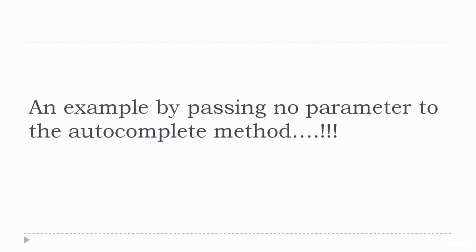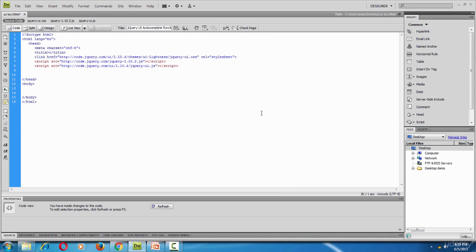So now we are taking a simple example in which we are going to use the autocomplete method by passing no parameters to it. So now we are moving on to our Dreamweaver software to perform the further program. So now friends, here in front of us is our Dreamweaver program code. Starting with this, the title we can enter here is autocomplete method.